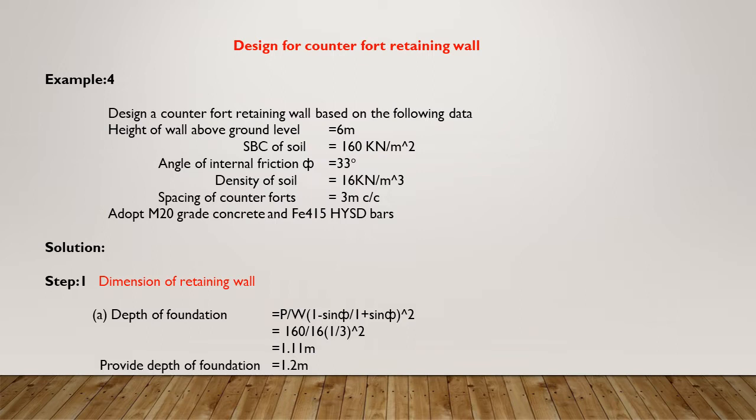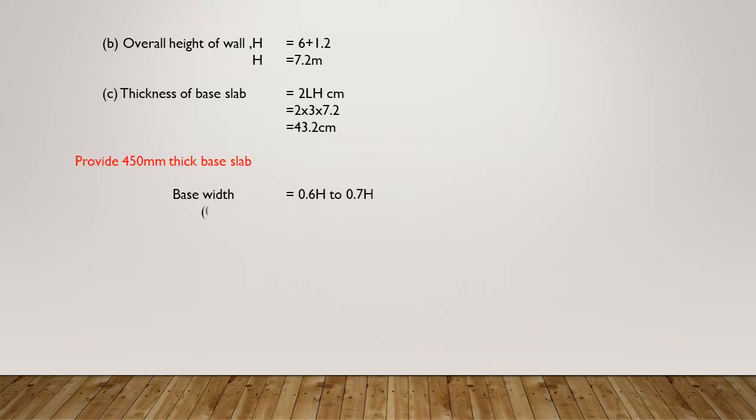Already we know that the depth of foundation formula is P by W into (1 minus sin phi divided by 1 plus sin phi) the whole square. P is the given safe bearing capacity 160, W is the unit weight of soil 16, and phi value is 33 degree. Applying the phi value gives 1 by 3, and the whole square, the final answer is 1.11 meter. So we can round it off, depth of foundation is equal to 1.2 meter. Then the overall height of wall, h is equal to 6 plus 1.2. 6 is above the ground level and 1.2 is below the ground level, so h is equal to 7.2 meter.